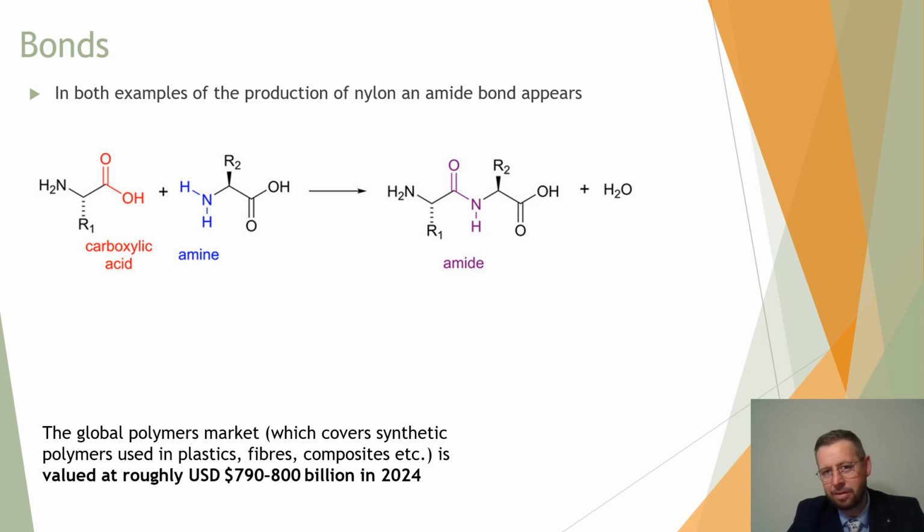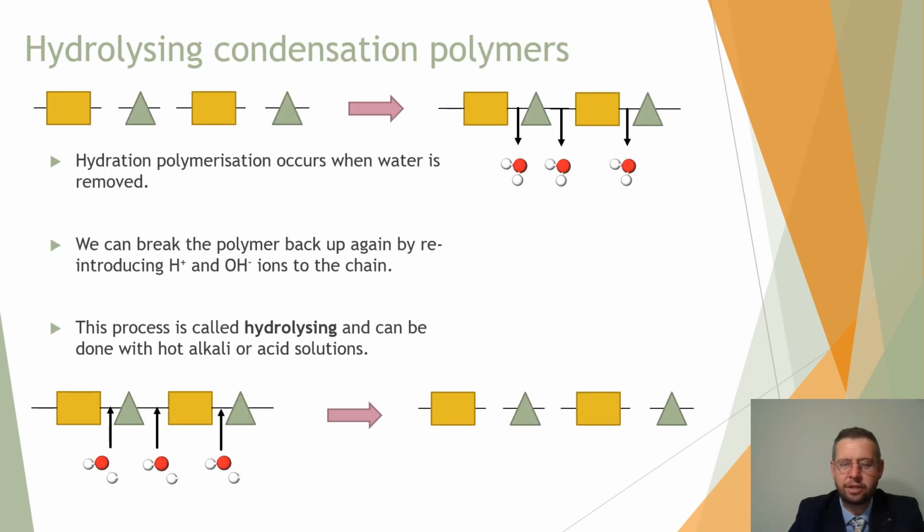Now, why is this all so important to us? It's because the industry that surrounds polymers is one of the most lucrative areas of all of chemistry. The global market for polymers that are synthetic and used in plastics and fabrics and composites is between $790 to $800 billion in a single year. So one of the largest industries on the planet. So condensation polymerization occurs when we join these monomers together and we snip off the end atoms and create water molecules or something similar. So we get water given off from the process.